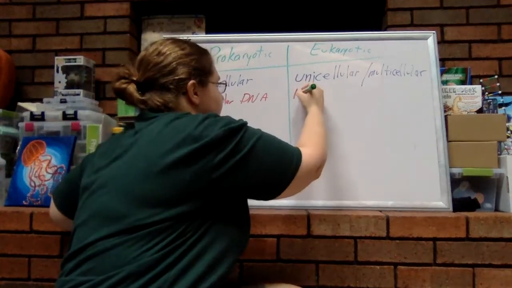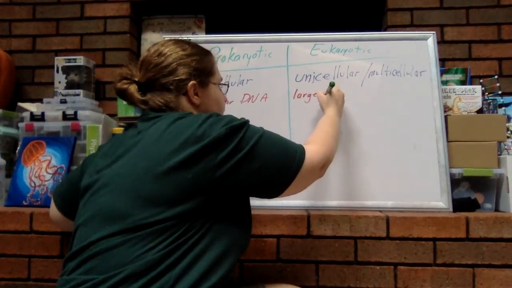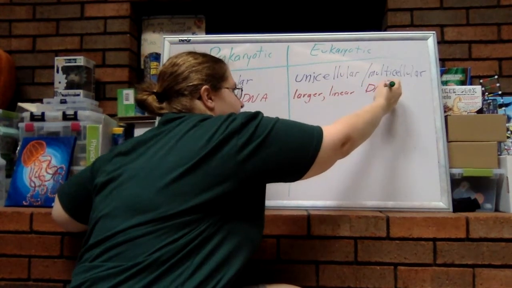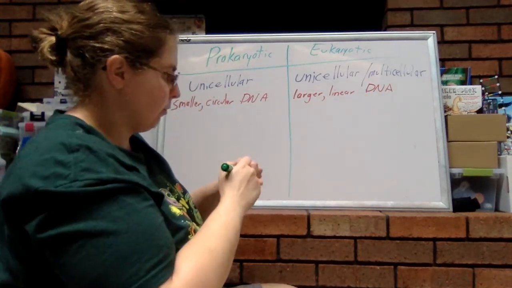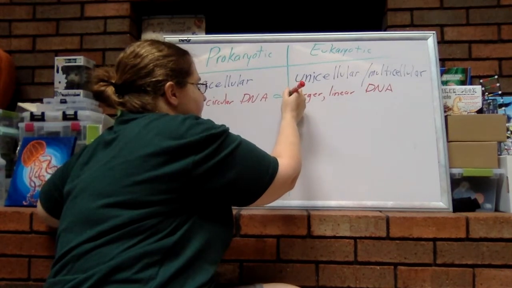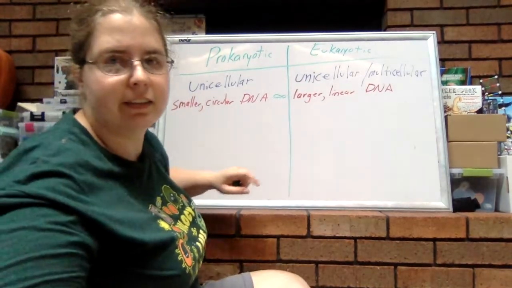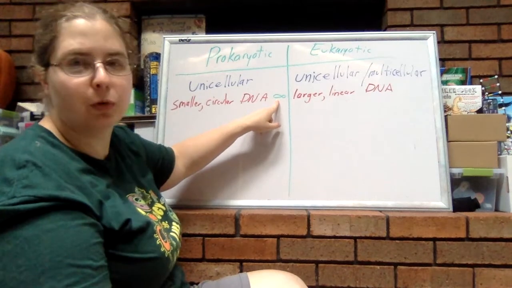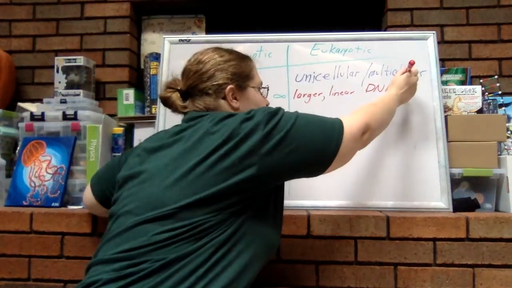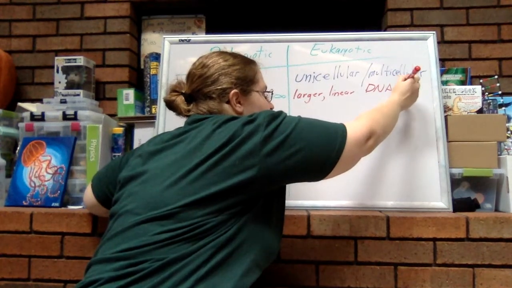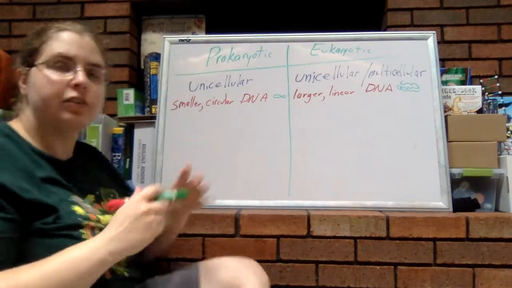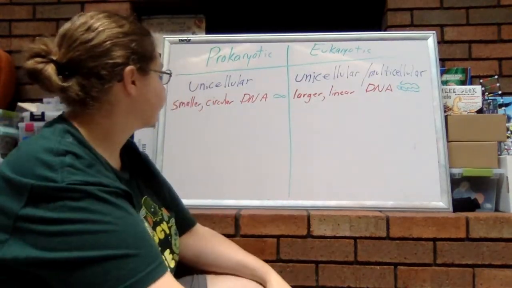So we have smaller, circular DNA in prokaryotes, and larger, linear DNA in eukaryotes. And again, what we're talking about is the DNA of a prokaryotic organism. It's going to loop and the ends are going to fuse, as opposed to a eukaryotic organism where it's going to be longer and the ends don't fuse together to form a loop.